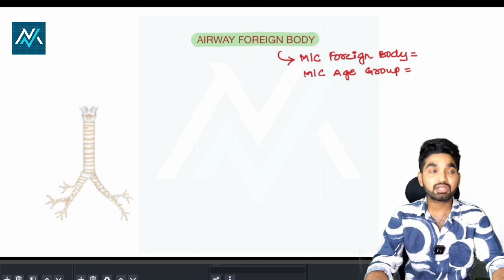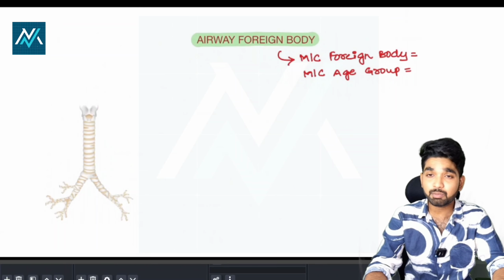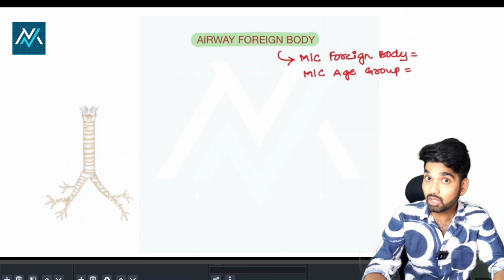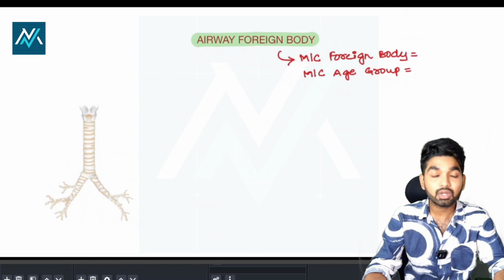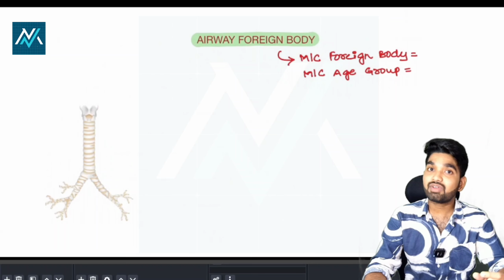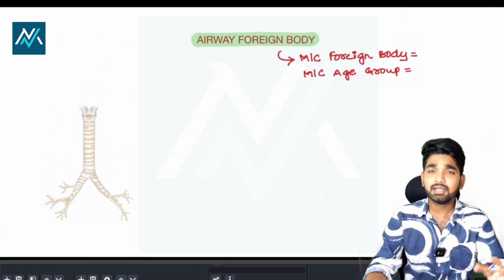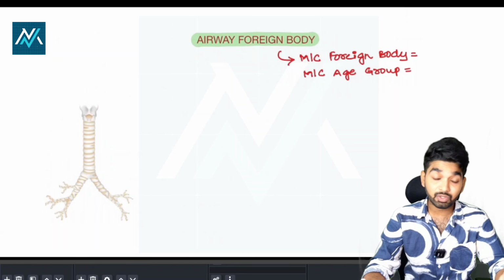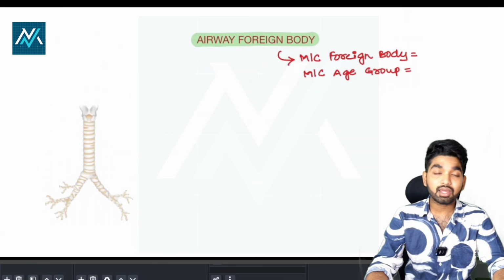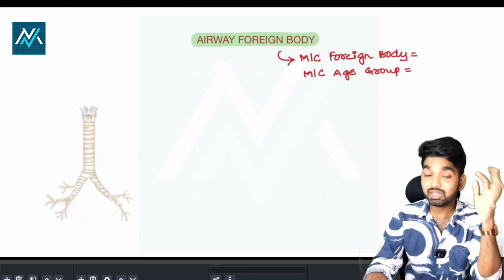So today's topic is a very important topic. There is no question paper, there is no central exam which hasn't asked this question till today. So this is a very important question. Almost in all the state exams and all the central exams, we can see this. It's a very important condition.